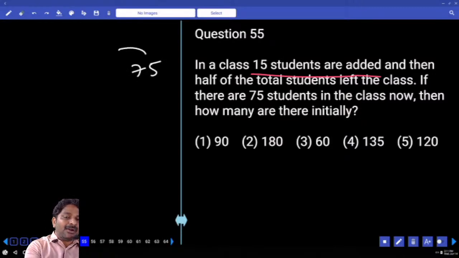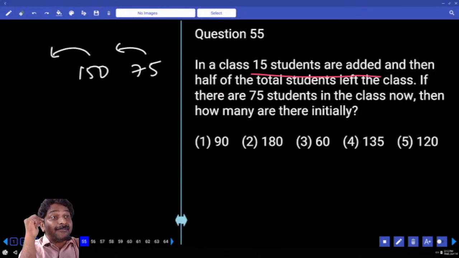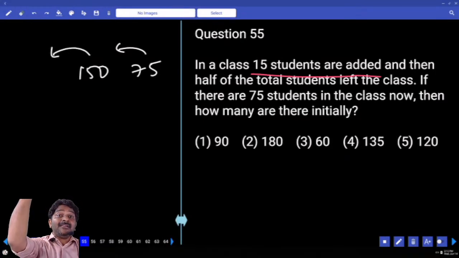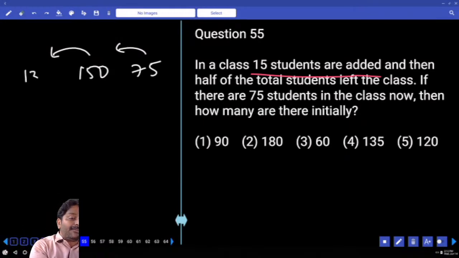75. I want to go backtracking. We got 75 finally after half of the people left, right? Then before that we have 150. Only when half of them leave, then we will have 75. Agreed or not? Then again backtracking. When did you get 150? After adding 15. Then before that we have 135.